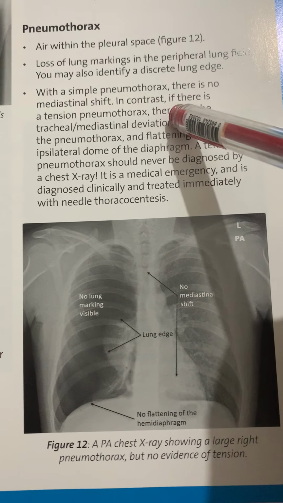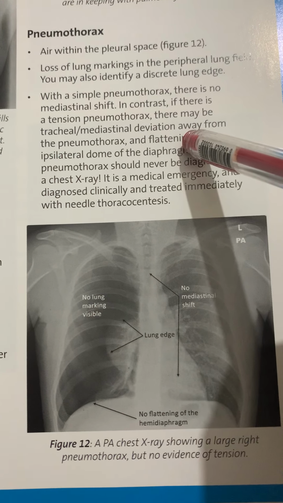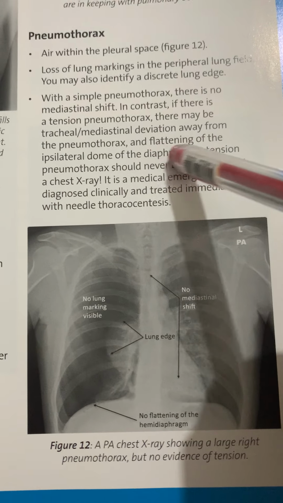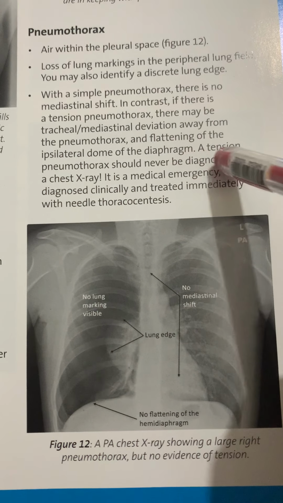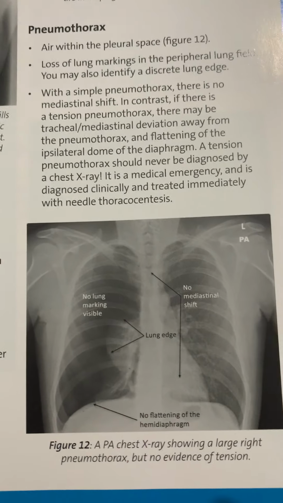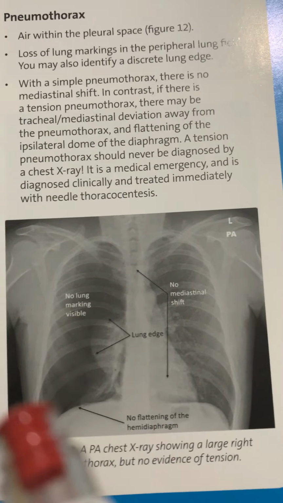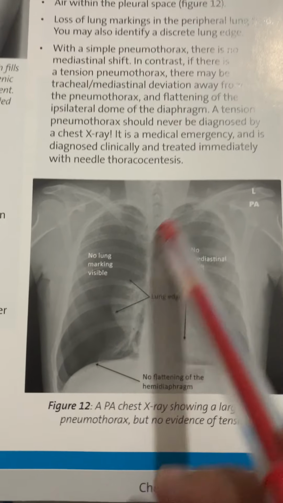In contrast, if there is a tension pneumothorax, there may be a tracheal or mediastinal deviation away from the pneumothorax and flattening of the ipsilateral dome of the diaphragm. A tension pneumothorax should never be diagnosed by a chest X-ray. It is a medical emergency and is diagnosed clinically and treated immediately with needle thoracocentesis.